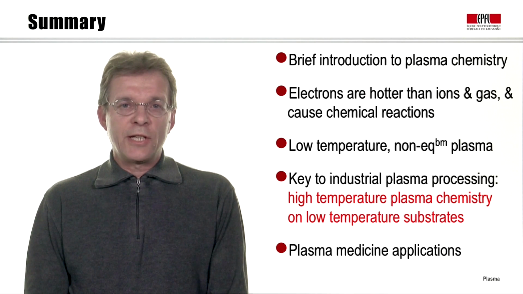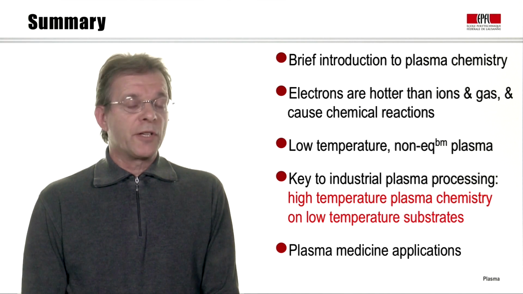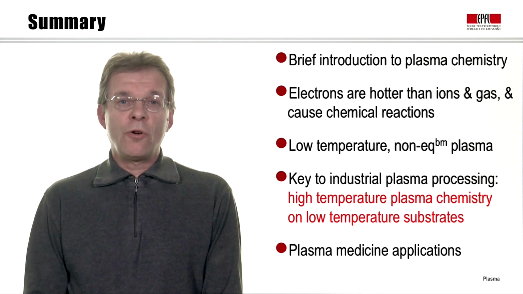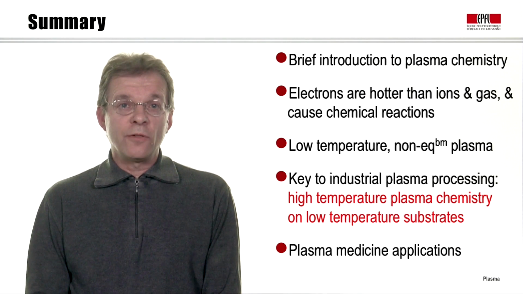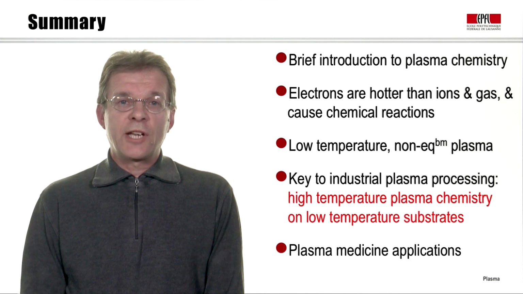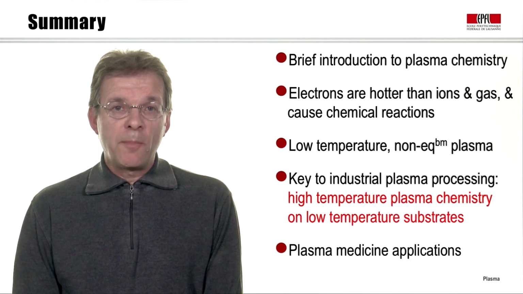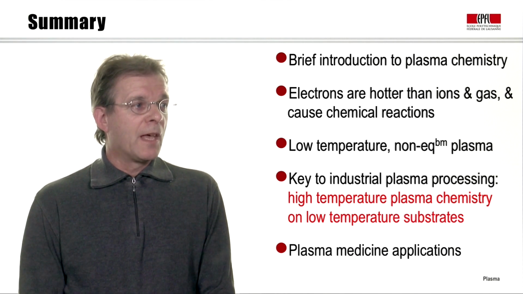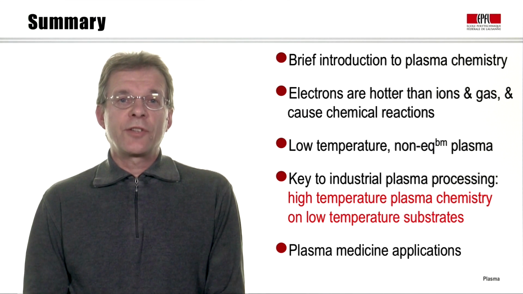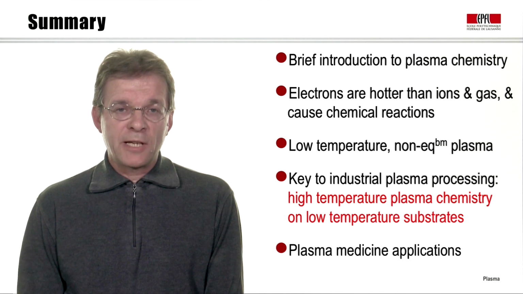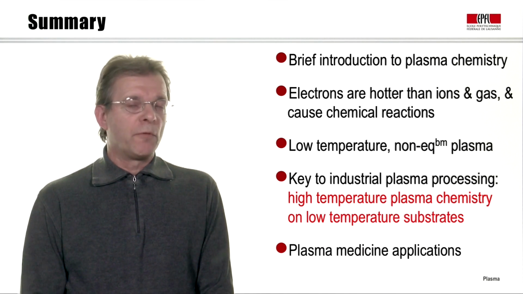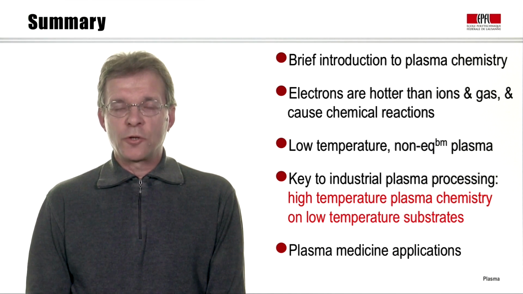To summarize this introductory module, we had a brief introduction to plasma chemistry. We saw that electrons are hotter than the ions and the gas. We saw that this gave a low temperature non-equilibrium plasma. And the key to industrial plasma processing, which is that we have high temperature plasma chemistry on low temperature substrates. We finished with a brief application to plasma medicine.